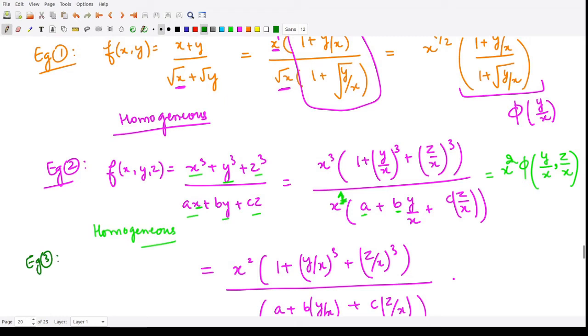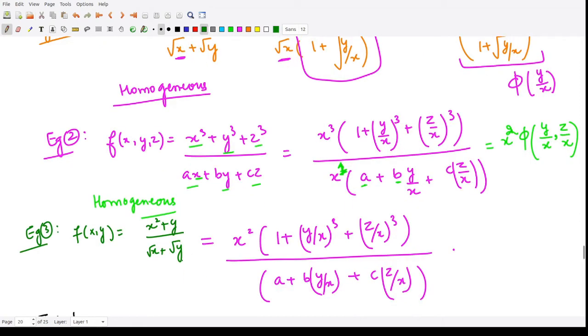say we have this function f of x, y that is equal to x square plus y divided by square root x plus square root y. Now is this a homogeneous function? Now this is not a homogeneous function.